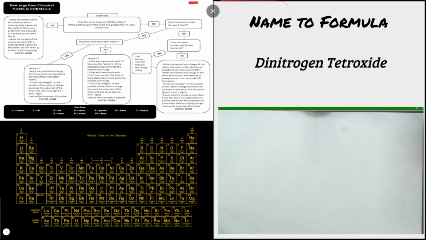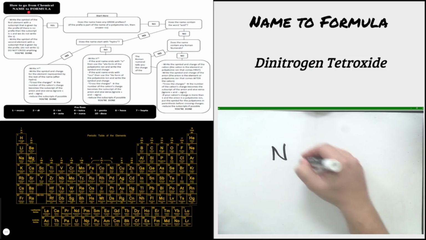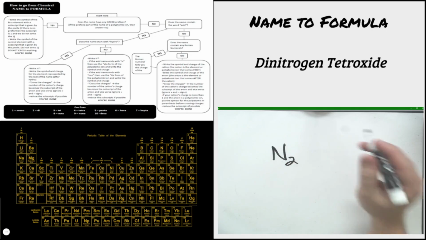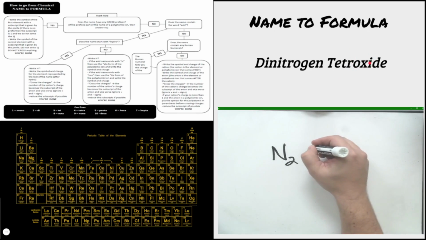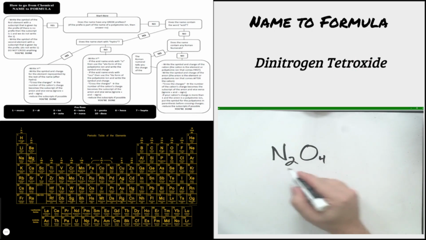Okay, so let's look at that again. Does it have any prefixes? Well, it has di and tetra, so yes. So I write the symbol of the first element, which is nitrogen. And the di means 2. All right, and then I'm going to write the symbol of the second element. Well, tetra is the prefix, so ox is the root of the name, and so we have oxygen, and tetra means 4, so N2O4.